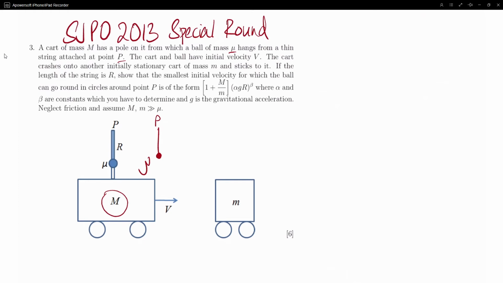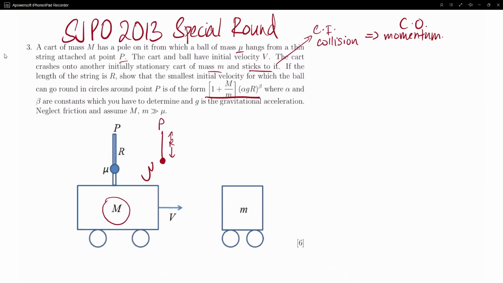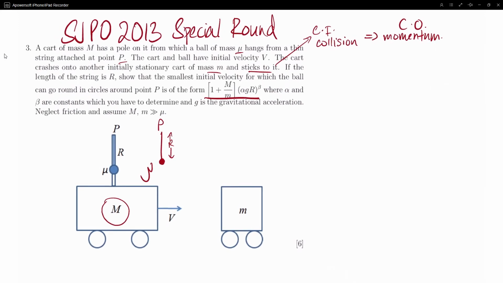The card crashes into another stationary card of mass M and sticks to it. So this is a completely inelastic collision. You already know that maybe we can analyze some momentum, right? Conservation of momentum. And if the length of the string is r, show that the initial smallest velocity for which the ball can go around in circles around point P is of this form, where A and B are constants that you have to determine. g is the gravitational acceleration, neglect friction, and assume that both M and M are much greater than mu.